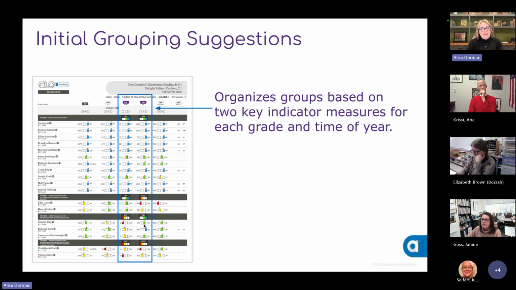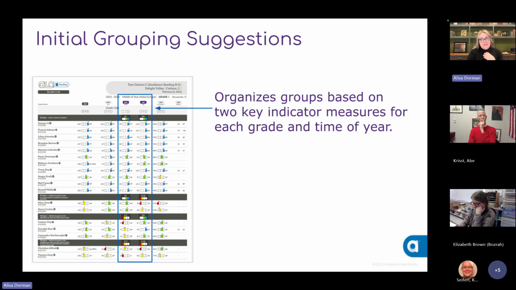So we have a pattern that emerges here, and then we have another pattern that emerged here, which is saying students are not okay in either one of these skills right now, and so they need the most intensive intervention and support from us. So we wanted to be sure that you knew that there was a grouping feature.